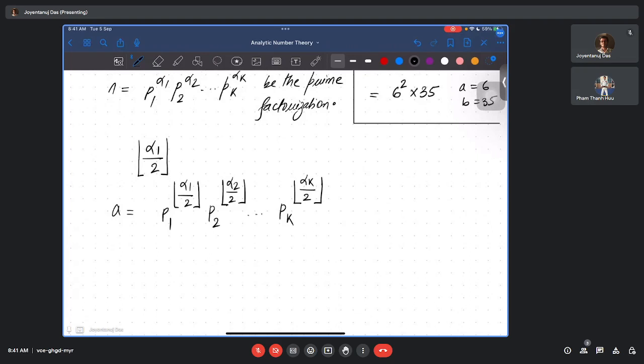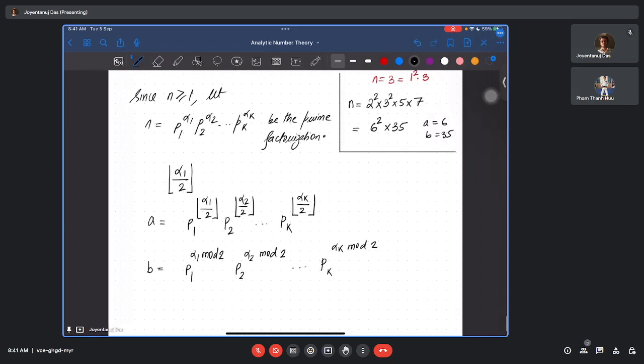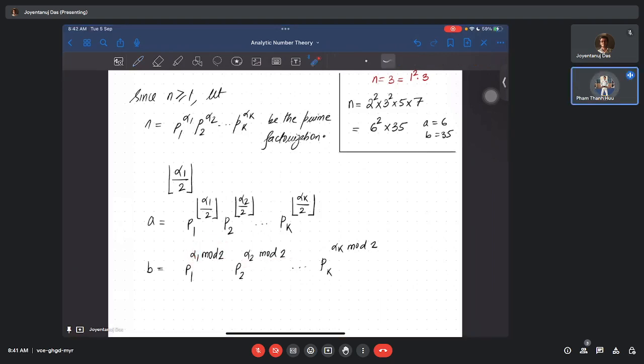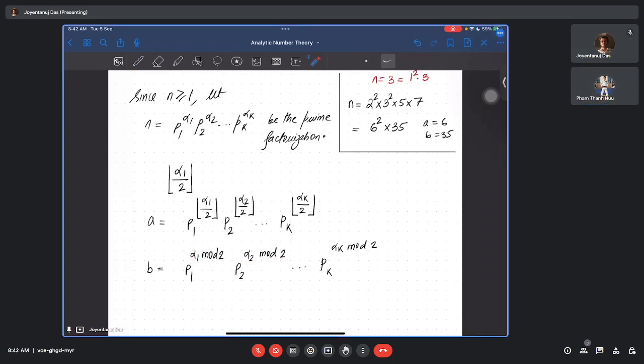And b, I take p1 to the power alpha 1 mod 2, p2 to the power alpha 2 mod 2, and so on up to pk to the power alpha k mod 2. So you will understand why we are doing this. If alpha is even, then it will become 0, right? Any even number modulo 2 becomes 0. And if alpha is odd, then it will become 1, right?